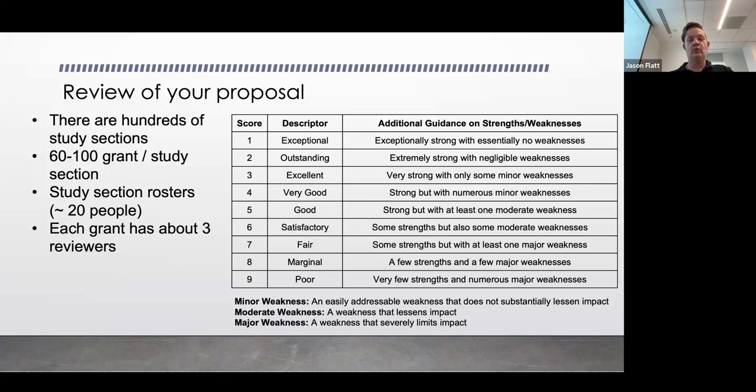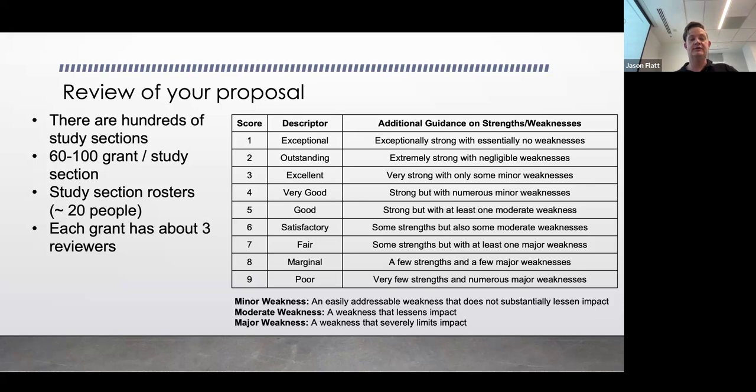So the way that your grant is going to be scored is on a score from 1 to 9, where 1 is the best and 9 is the worst. And then based on these scorings, all of the study section members, and I'll share in a few minutes the process, but basically they're going to evaluate your grant in terms of, is it exceptionally strong and it has no weaknesses, to the point where it is not very strong and there are numerous major weaknesses.